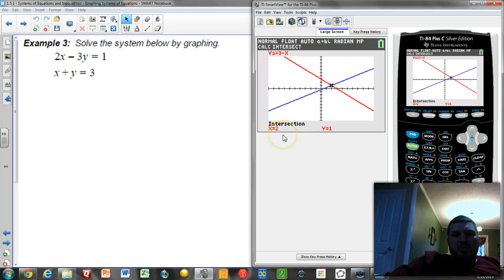So that's our answer. At x equals 2 and y equals 1, both equations in our system are going to be satisfied. So this is our one and only solution: x equals 2 and y equals 1. And that's how you solve a system by graphing. That's it.